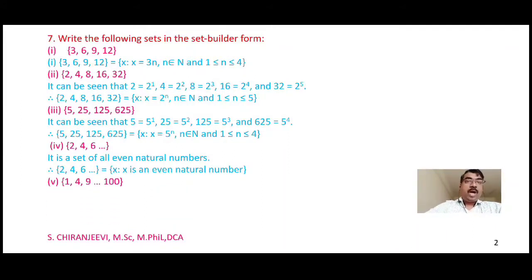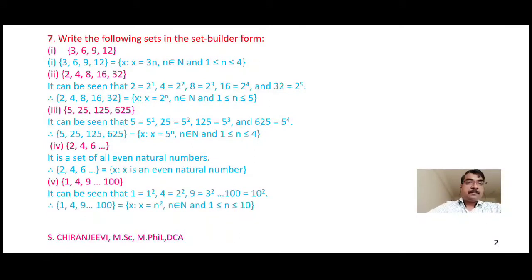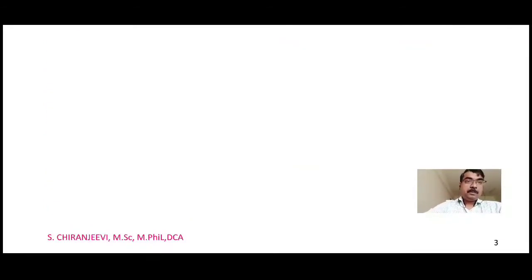Fifth one, 1, 4, 9, etc., 100. See here, this is the squares. So 1 square is 1, 2 square is 4 and 3 square is 9, etc. 10 square is 100. So this we can write it as 1, 4, 9, 100 can be taken as x such that x equal to n square, where n belongs to capital N and the value of n lies between 1 to 10. 1 less than or equal to n less than or equal to 10.